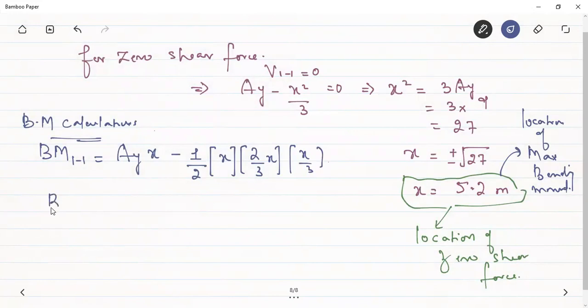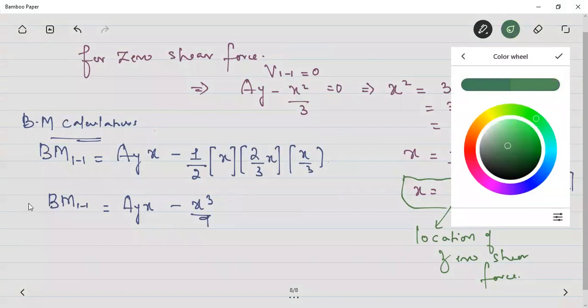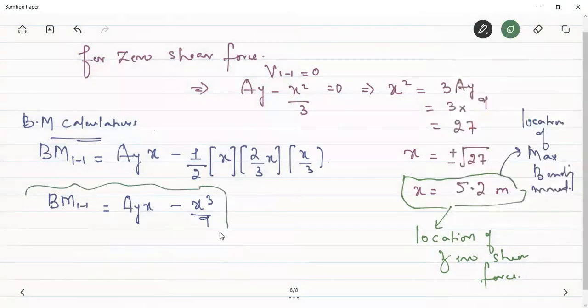So here we can see that the bending moment at section 1-1 will be equal to Ay x minus, the 2 and 2 will cancel, x cubed by 9. So this is the variation of the bending moment in this region, that is from A to B. Obviously, we had predicted that it will be a cubic curve. You can see that the bending moment variation is cubic.